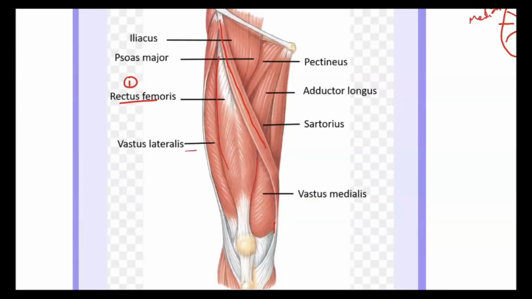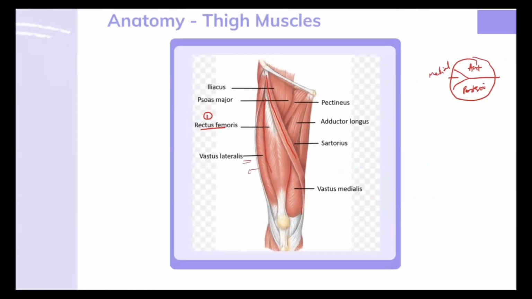Then you have vastus lateralis. As the name suggests, it's on the lateral side. And then you have vastus medialis, more on the medial side. And then again, once you retract rectus femoris, you'll be able to see vastus intermedius. For these anterior compartment muscles, their major nerve supply is the femoral nerve. Generally, this is what you need to know.